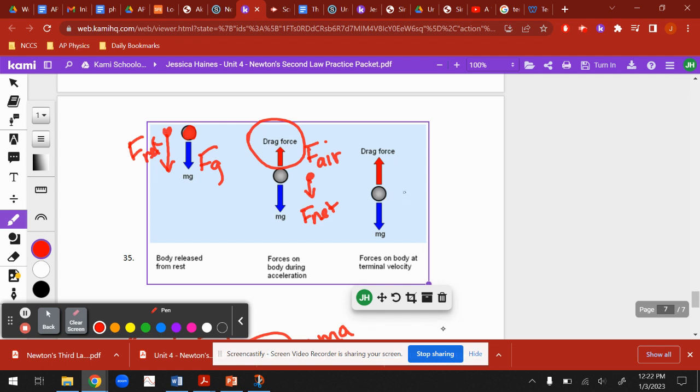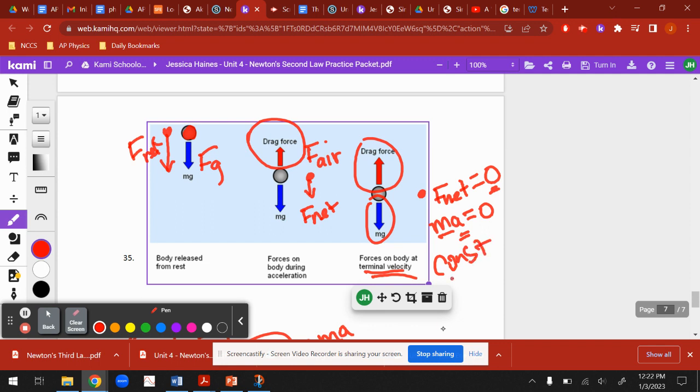However, when we get to a point where we've fallen through enough air that our drag force and our force of gravity are equal to each other and we have a net force equal to zero, we've reached what's called terminal velocity, where we are no longer accelerating because our net force, which is ma, is equal to zero. So we have zero acceleration because obviously our mass isn't zero. We have reached a velocity that is constant velocity. Oops, that's wrong, but you know what I meant.